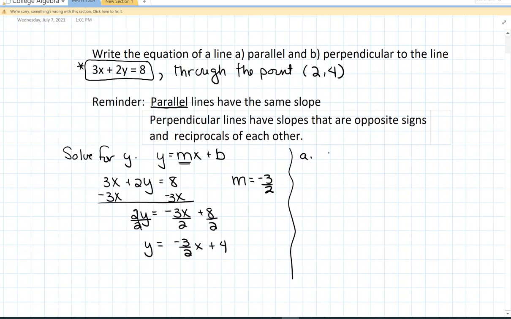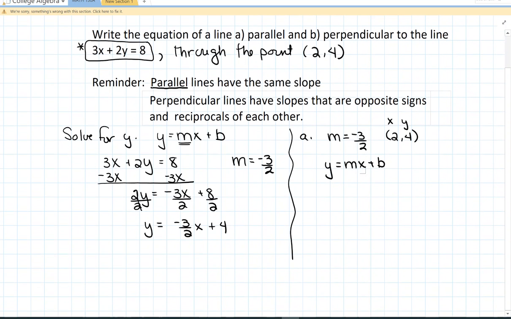I already know the slope. Since the lines are parallel, my slope of my line is going to have to be negative 3 halves, and I'm given a point 2, 4. That's an xy point. I go back to my formula, y equals mx plus b. I plug in everything that I know for sure and then solve for the unknown, in this case the b, the y-intercept. So the y is 4, m negative 3 halves, x is 2.